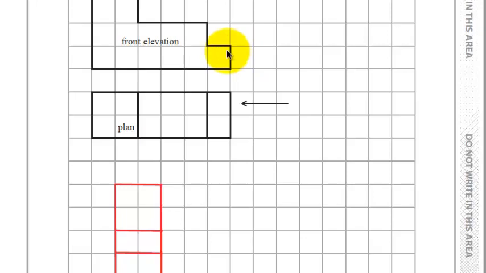When you're looking at the front elevation, you see 1 square's worth of height before you see a join to the next square. So we have 1 square's worth of height here, 2 squares wide because the plan shows me it's 2 wide. Then this 1 square of height here, 1 square of height here, and then the 2 squares of height at the end.